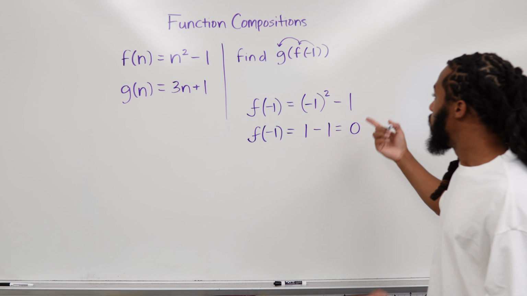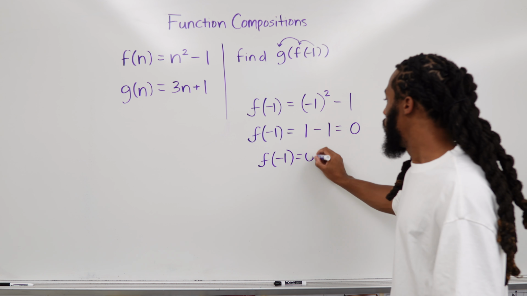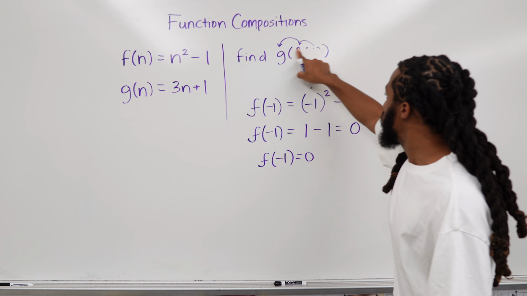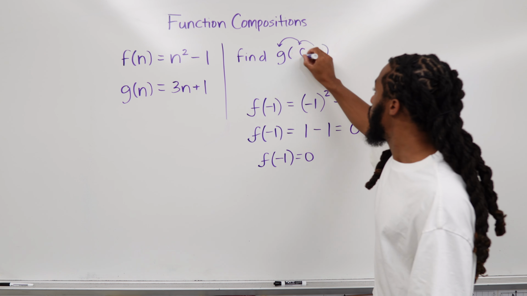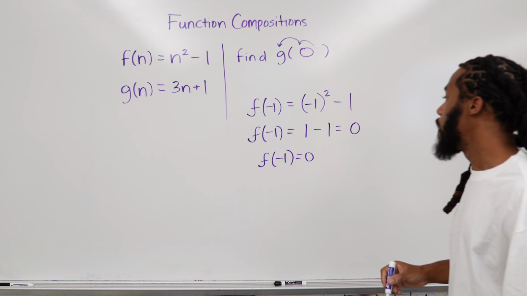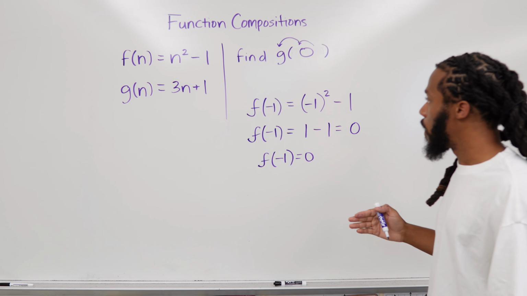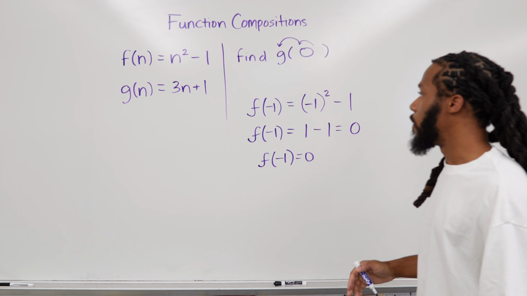So now I have a number that represents f of -1. I don't have to write f of -1 anymore since I know its value is 0. So that shows me the true nature of the problem that I'm trying to solve. I really want to solve g of 0.